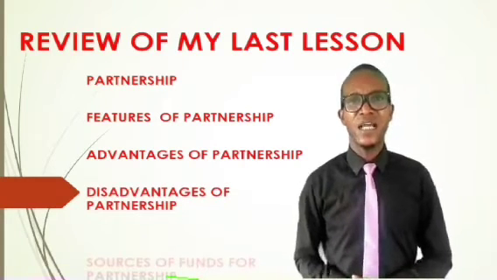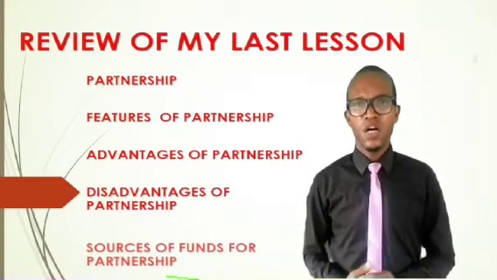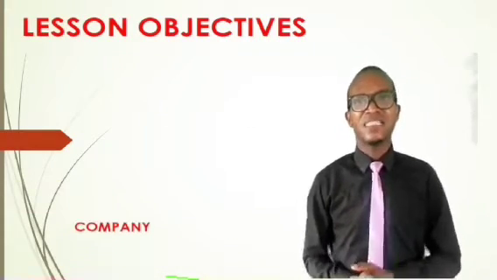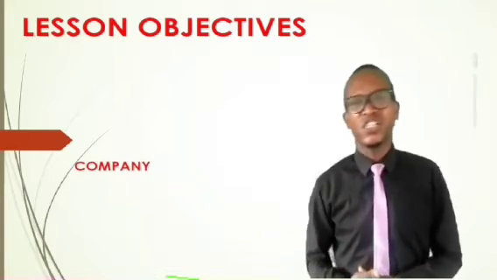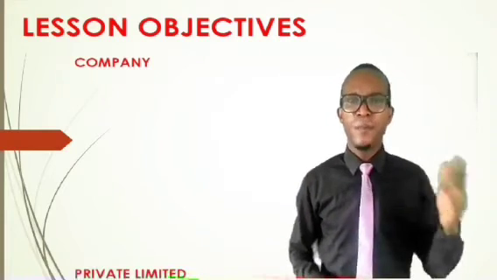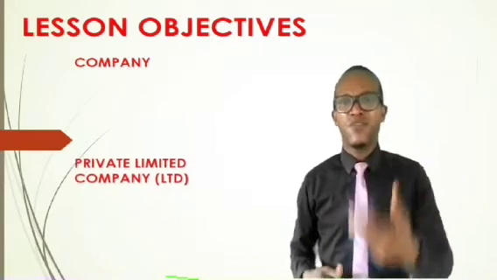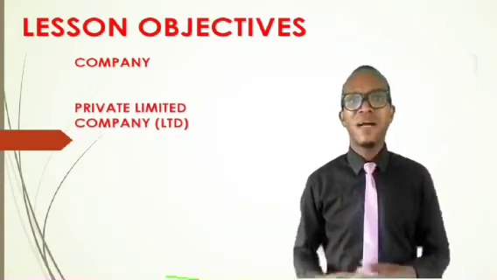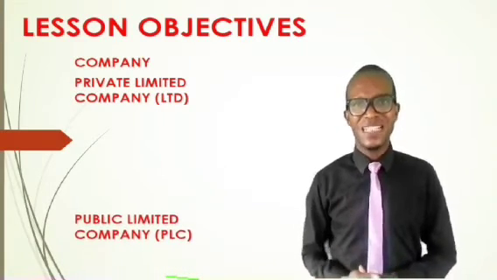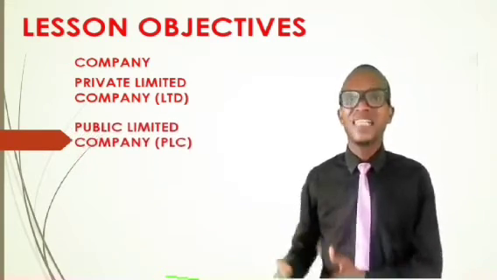So in today's lesson, we are going to be discussing the limited liability companies. Now, a company may be defined as a legal person or entity created by the association of a number of people in accordance with the law. For a private limited liability company, the minimum number to set up this type of company is 2, while the maximum number is 50. While for public limited liability company, the minimum number is 7, while it has no maximum number.